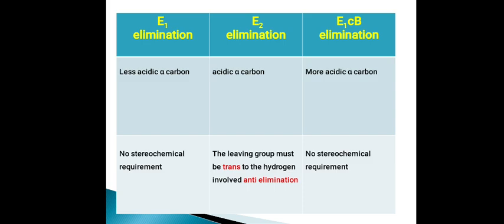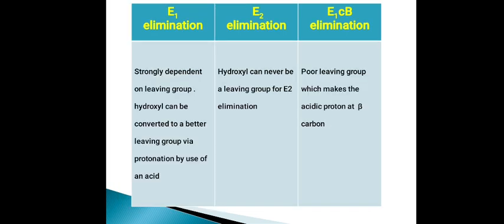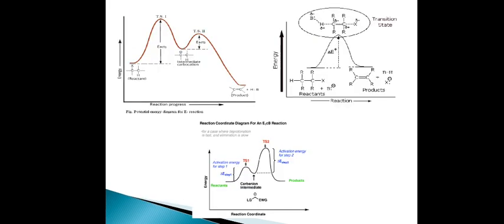So no stereochemical requirement for E1. In the E2 mechanism, the leaving group must be trans to the hydrogen involved, in anti-elimination, and E1cb has no stereochemical requirement. E1 elimination is strongly dependent on the leaving group. Hydroxyl can be converted to a better leaving group by protonation using an acid. In E2 elimination, hydroxyl can never be a leaving group, and in E1cb, a poor leaving group makes the proton at the beta carbon acidic.